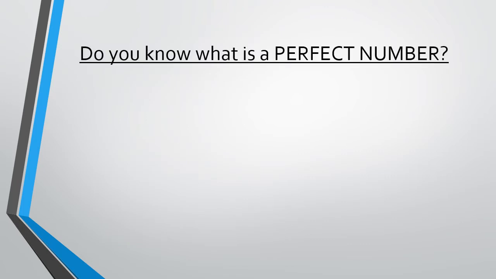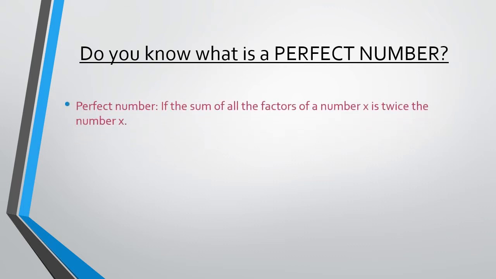Do you know what is a perfect number, children? Come, let's learn about it. A number is said to be a perfect number when we add the factors of that number and it results in twice that number itself. Okay, let me show it with an example.